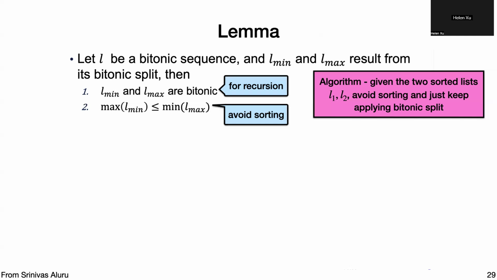The high-level algorithm is that we have the two halves that are sorted. If you remember, we had the two halves, and then we reversed one to get a single Bitonic sequence. So we get the two sorted lists, we reverse the second one, and then we keep applying this split, avoiding sorting.